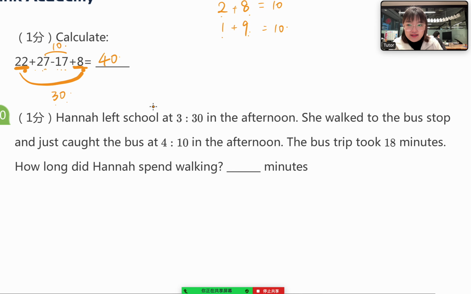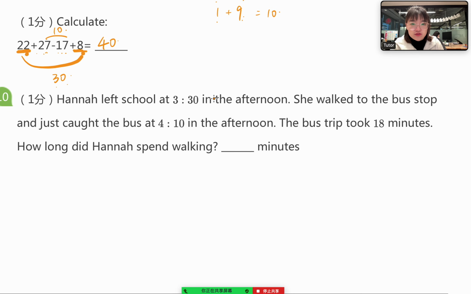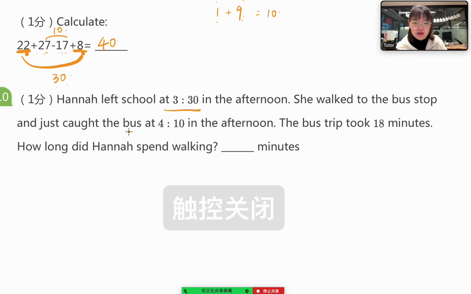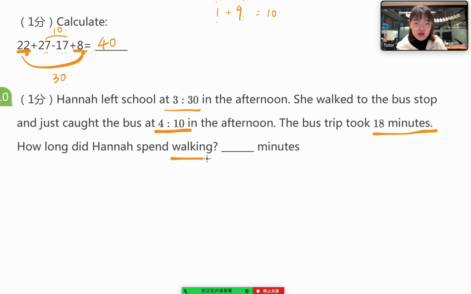Okay? And question 10. Hannah left school at 3:30 in the afternoon. Remember to underline the key words. She walked to the bus stop and just caught the bus at 4:10 in the afternoon. The bus trip took 18 minutes. How long did Hannah spend walking?